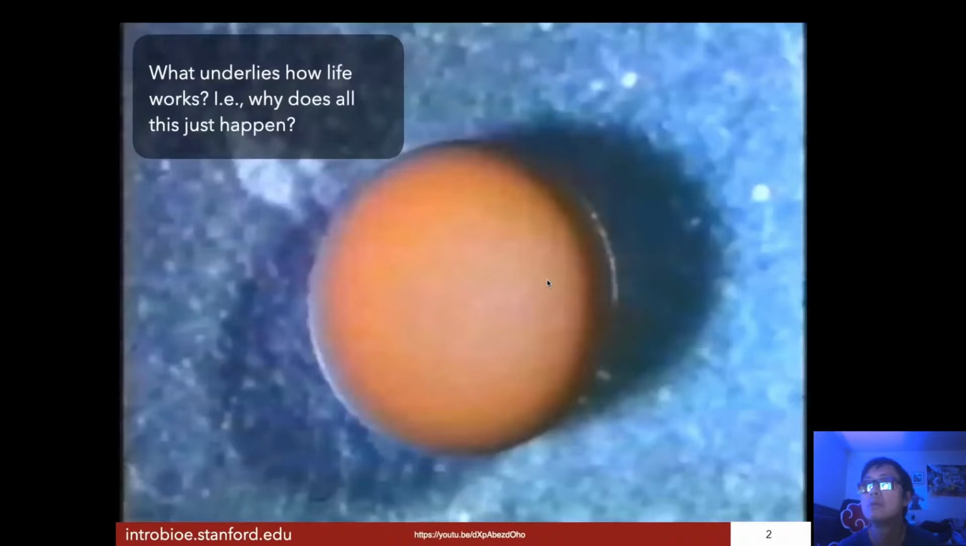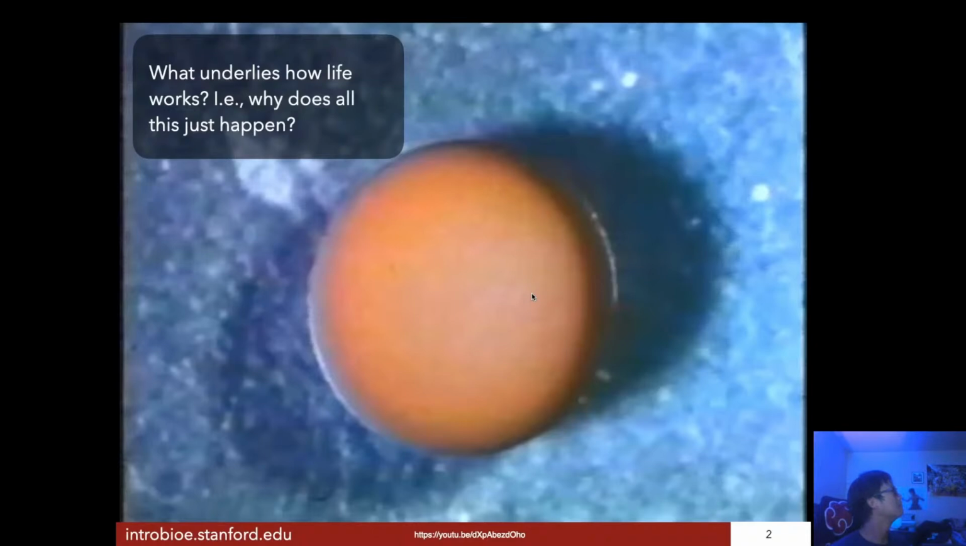The photo here is of a frog egg. And it's just sitting there. It hasn't turned into a frog yet. And I want you to think about these questions. What is underneath how life works? Why does a frog egg turn into a frog? Why is it happening?